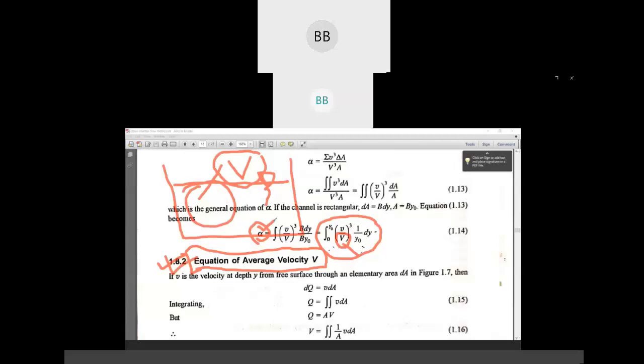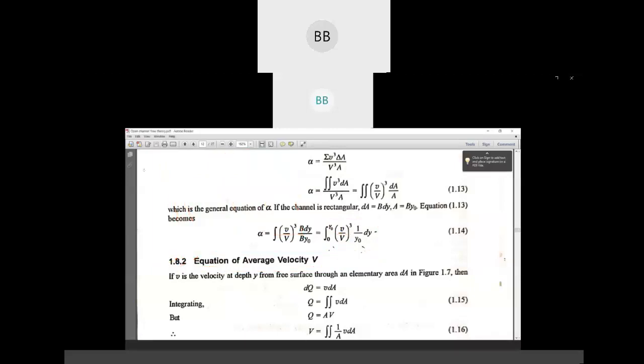Unless and until the average velocity value is given to you. If I specify that the velocity is 1.5 meter square per second, then you can find out the alpha. Otherwise, to find out alpha for a particular section, you need to find out the average velocity first. So the next topic is how to find out the average velocity for a particular section.